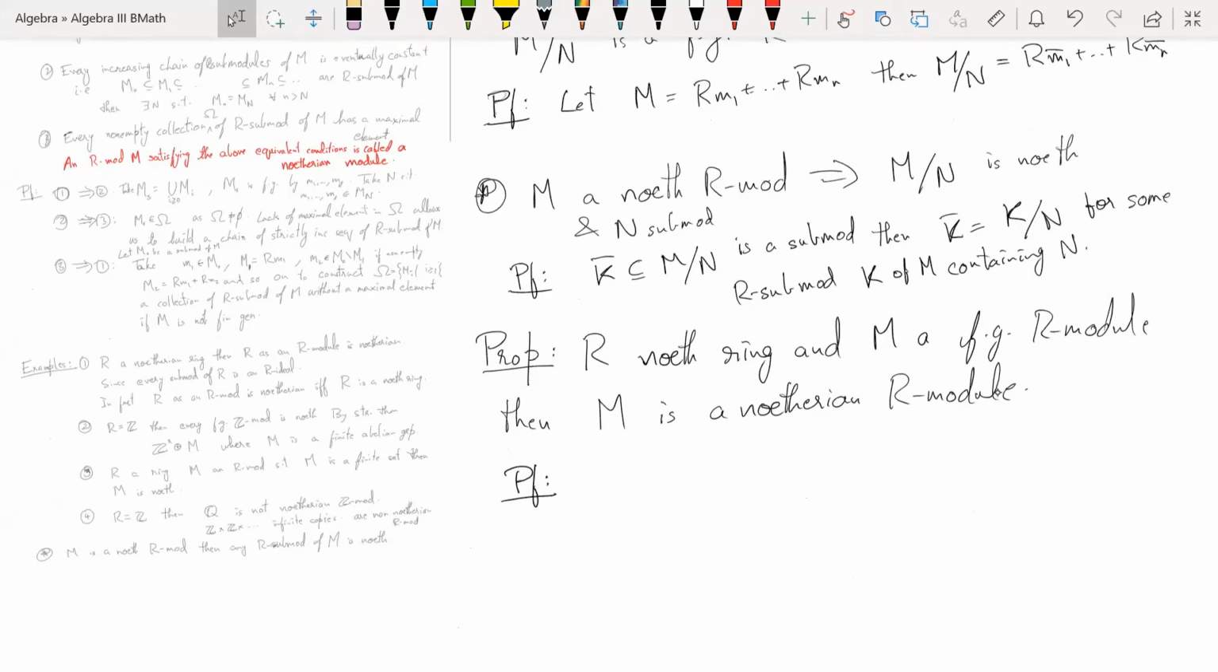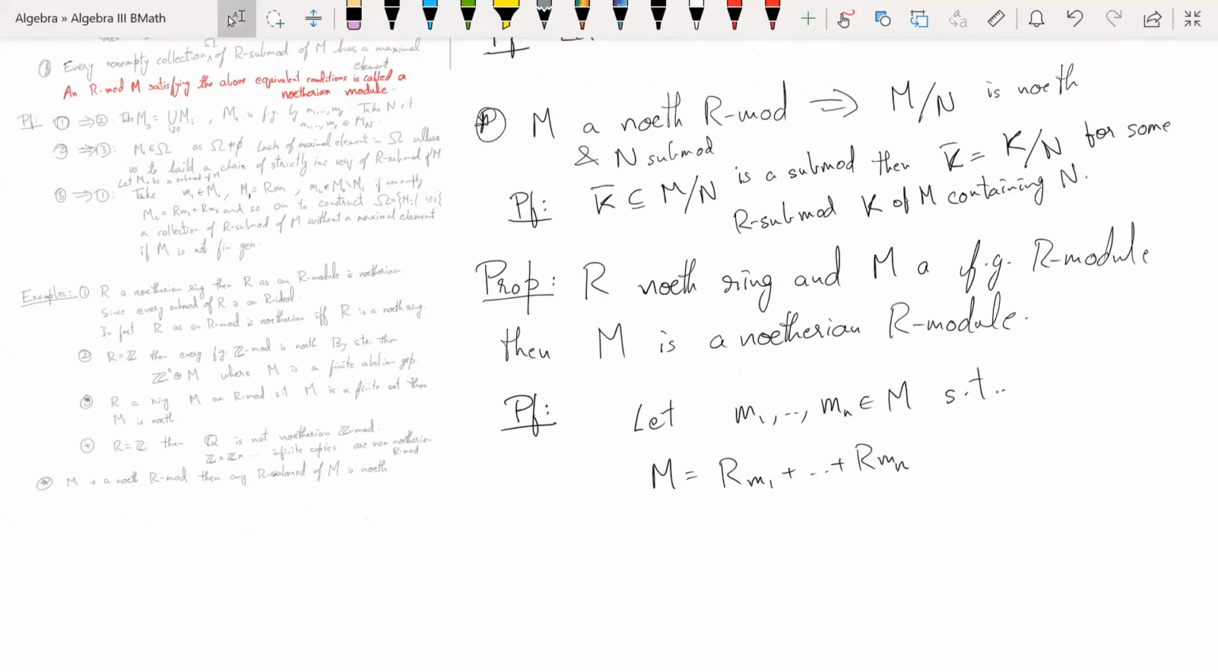So let m1 to mn be in M such that M equals R m1 plus ... plus R mn. So M is finitely generated. Then what it also means is that you can realize M as a quotient of R^n.